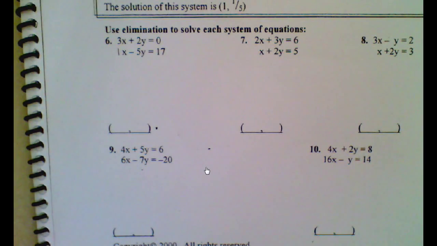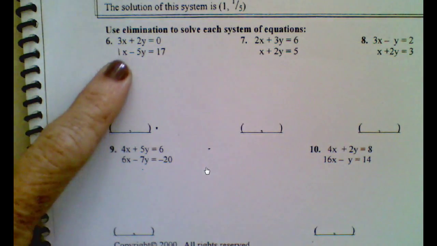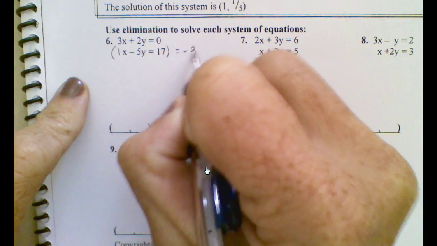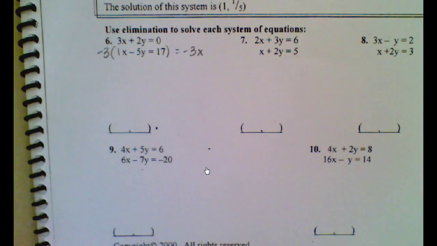Okay, tell me a number that 3 and 1 can go into. 3. So if I had a 3, what would I need to cancel that out? I would also need a negative 3, right? How could I get 1 to become negative 3 by multiplication? What would I have to multiply 1 by to get negative 3x? I would have to multiply that entire equation by negative 3.